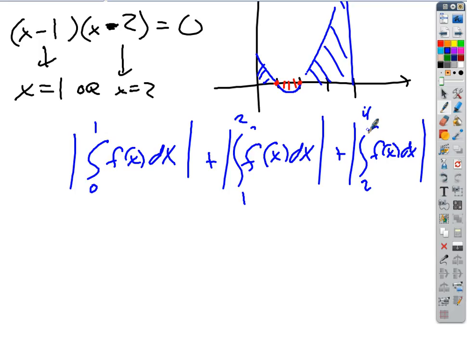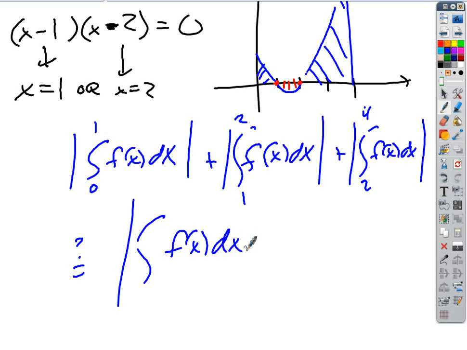Now, wouldn't it be easier to take the absolute value of the whole thing? Here's my question: is that equal to the absolute value of the integral of f of x dx from 0 to 4? No, it's not. Because if I calculate this whole integral, there's going to be some subtraction going on, right? So it looks like I'm just going to get a positive answer and take the absolute value and get a positive answer. That's wrong. I have to take the absolute values of the individual pieces if I want to make it all contribute, right?